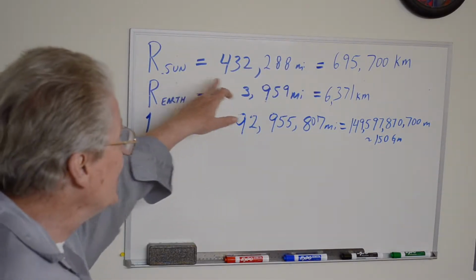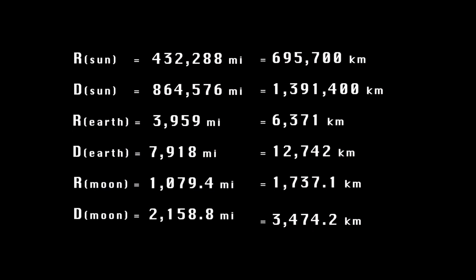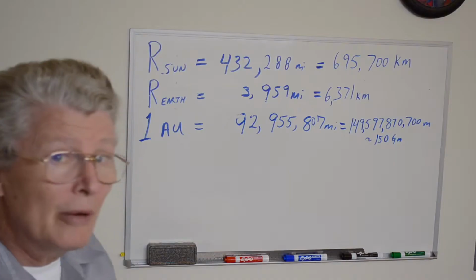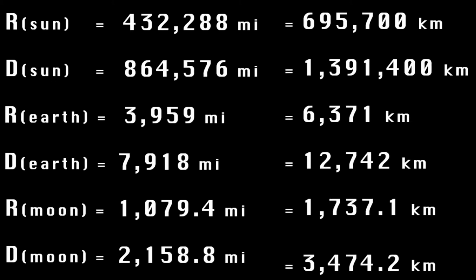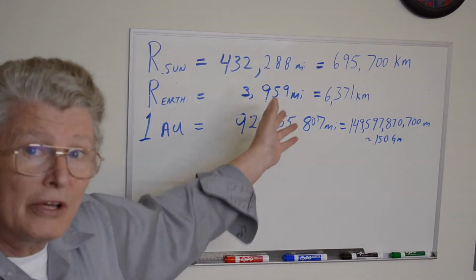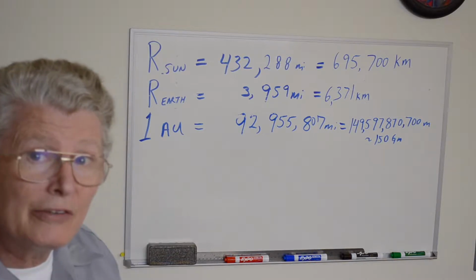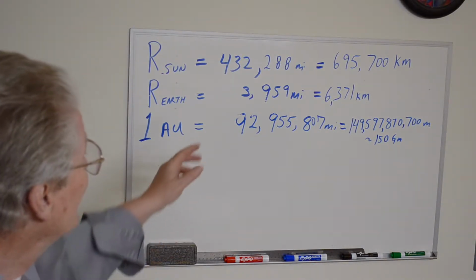The radius of the sun is 432,288 miles, or 695,700 kilometers. The radius of the Earth, 3,959 miles, or 6,371 kilometers. I've been using 4,000, which you can see is fairly close for the kinds of numbers we're talking about. That's easily within an error margin that's pretty small.